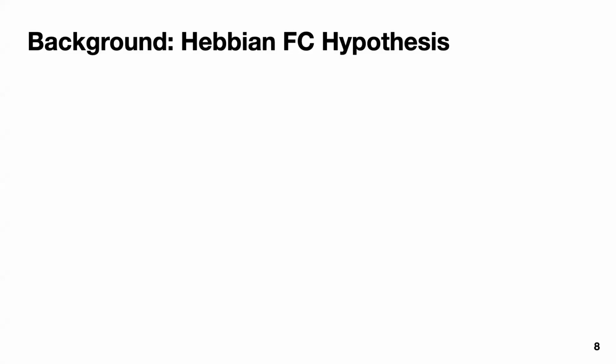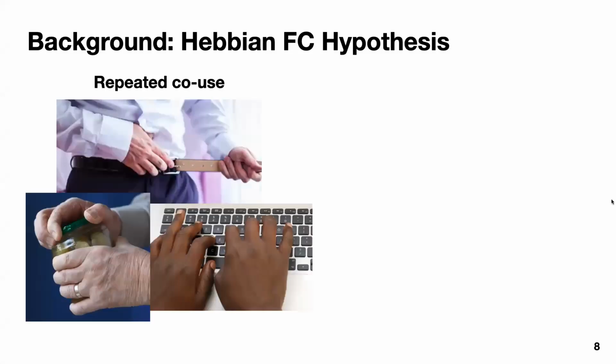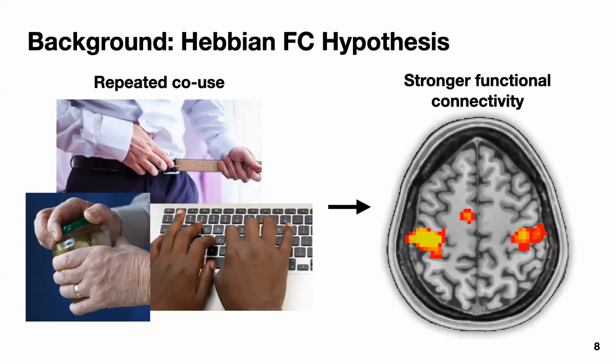And so one prominent hypothesis to answer that question is to say that brain regions within a functional network are functionally connected because they are frequently co-activated during behaviors. So this can be called the Hebbian hypothesis of functional connectivity. To give an example, we use our left and right hands together all the time during our daily behaviors. And so this hypothesis says that this repeated co-use of our left and right hands co-activates our left and right motor cortex, and that repeated co-activation strengthens connections between the left and right motor cortex and produces strong functional connectivity at rest.